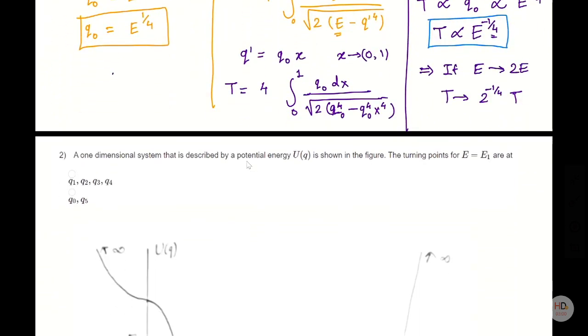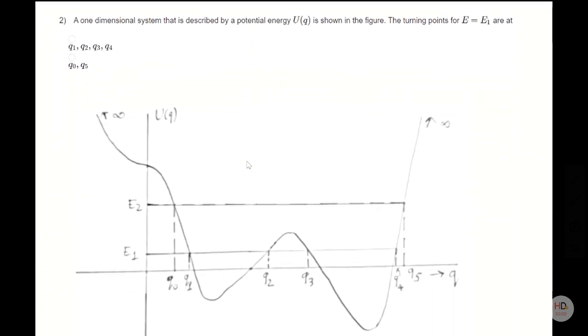I'm assuming so. If something is unclear, you can just ask me at the same time. Next two questions are kind of qualitative and very easy. What is given is you have a one-dimensional system that is described by U(Q), which is shown in this figure. The turning points of E equal to E1 are at... So for E equal to E1, what are the permissible points? So we have E1.